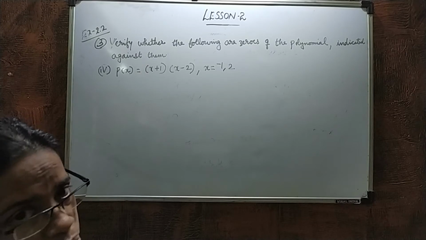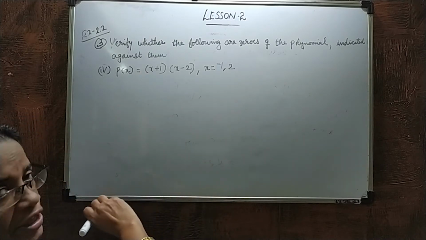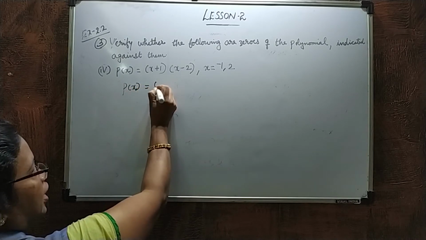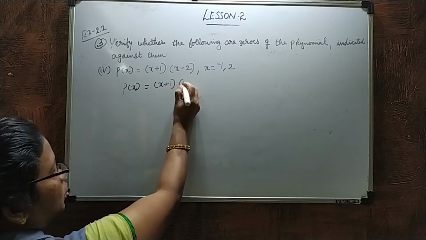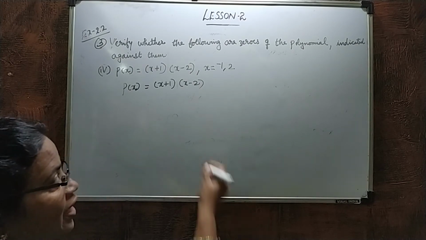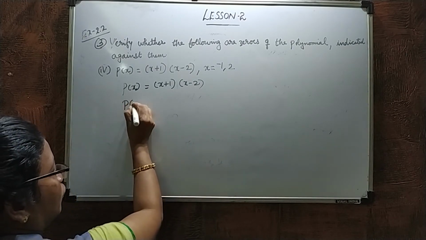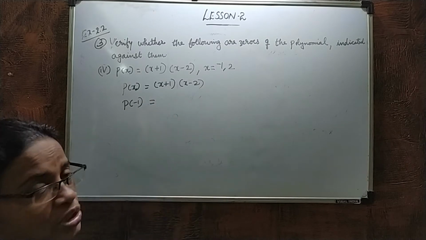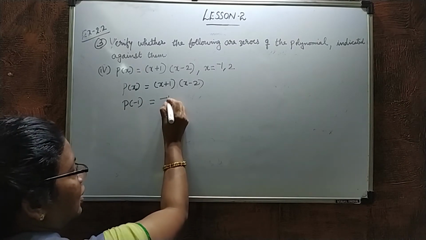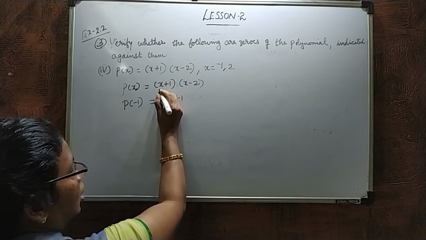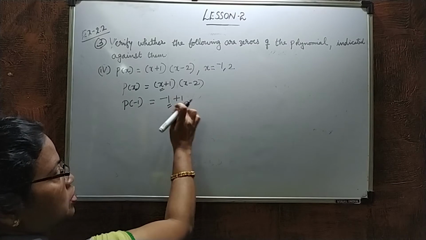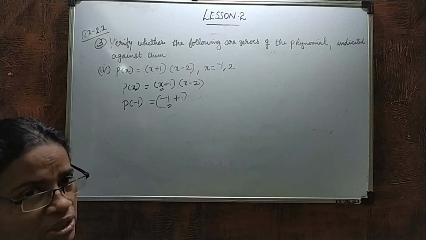Okay, we'll start now. P of x they had already given you. So P of x is equal to, once again we are writing, x plus 1 into x minus 2. What is the first value? Negative 1. So P of negative 1. Just substitute what? Instead of x, negative 1 there. It will be negative 1 plus 1. Now look, instead of x it is negative 1. Okay. Plus 1 is there. Keep it in bracket. Clear?